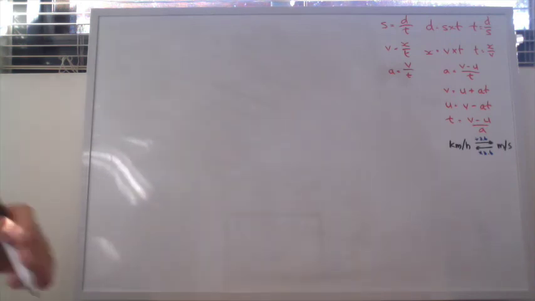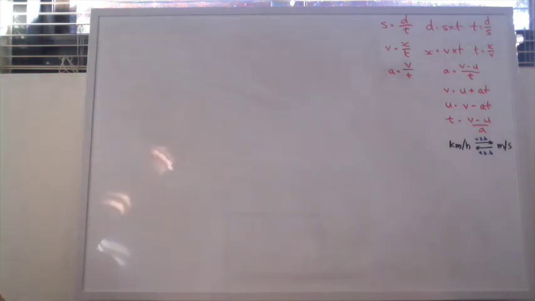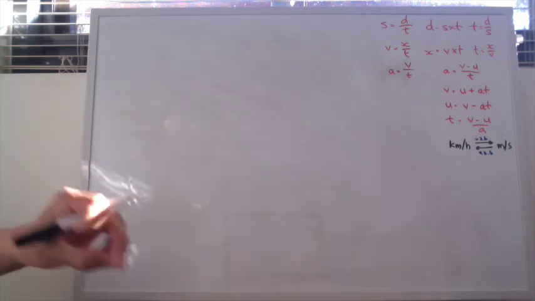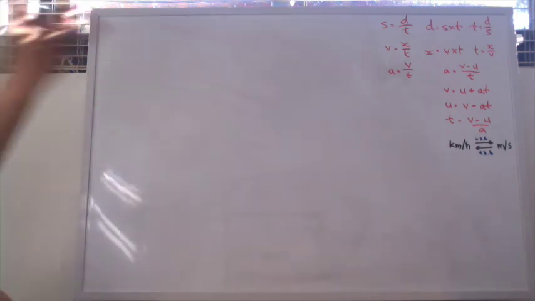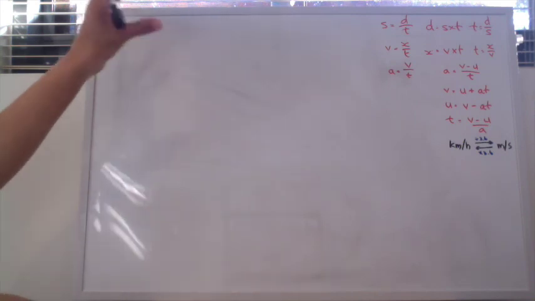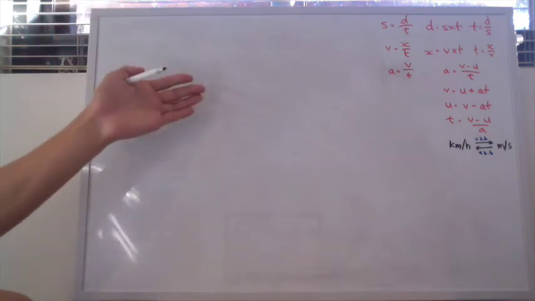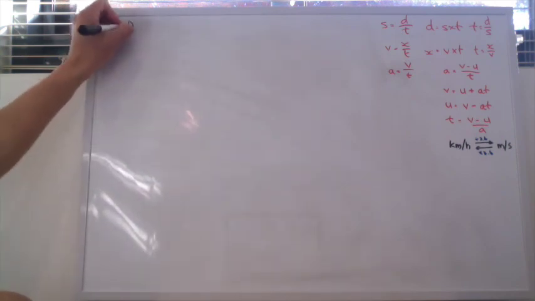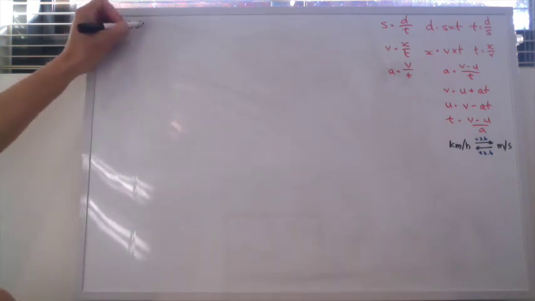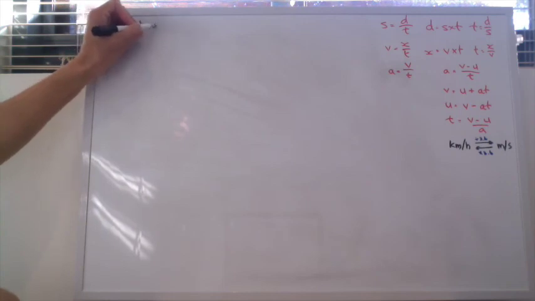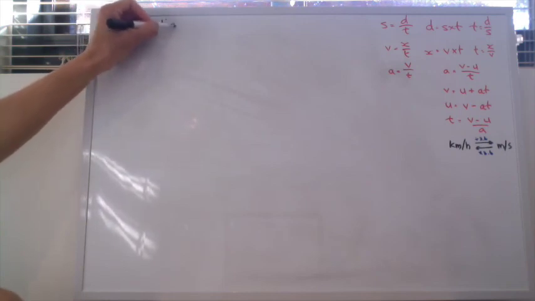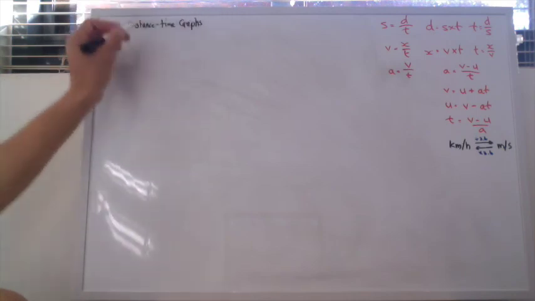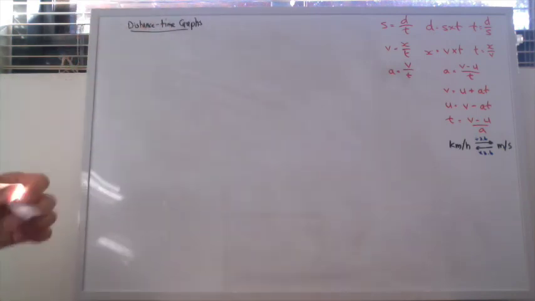Okay, let's take a look at distance and time graphs versus speed and time graphs. The main purpose of this is being able to look at an object's distance and time, and then being able to sketch the graph and derive information from it. So we're going to start with the distance time graphs, and then we'll move on to the speed and time graphs and see how we go.